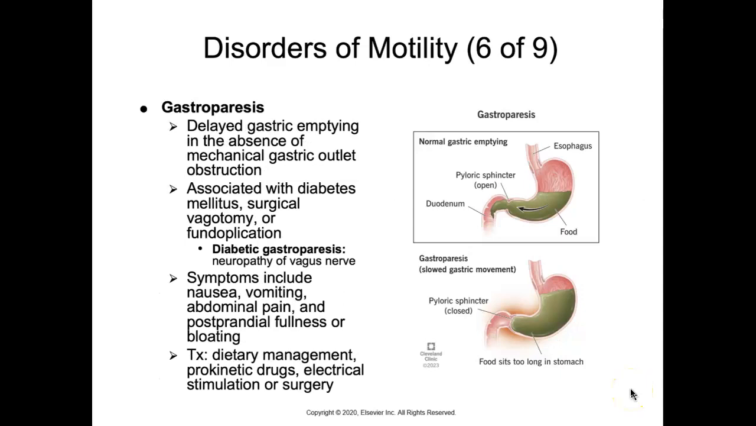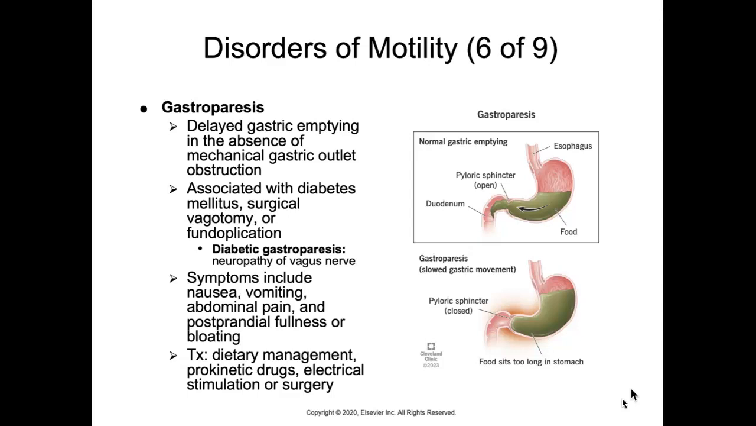Next up is gastroparesis, and this is when we have delayed gastric emptying in the absence of a mechanical gastric outlet obstruction. And this can be idiopathic. It is associated with diseases such as diabetes mellitus, surgical vagotomy, or fundoplication. And the pathophysiology is not well understood, but the theory is that there may be some abnormalities of our autonomic nervous system, and the smooth muscle cells or the enteric neurons, meaning the neurons within our GI tract, are going to not function properly, or it could also involve the GI hormones.